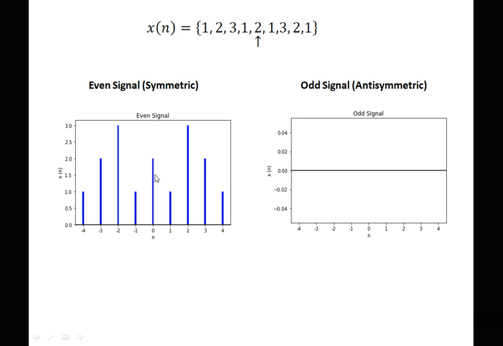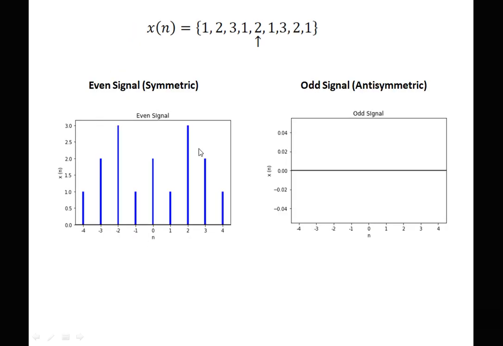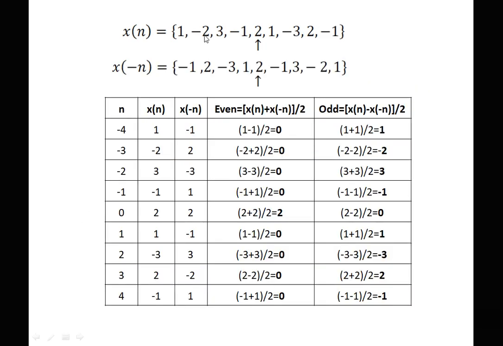Here we are getting the graph like this. This is the center value and all values around the center are symmetric in nature. Now see the next example. X of n is 1, minus 2, 3, minus 1, 2, 1, minus 3, 2, minus 1. This is the center location, that is 0. The signal again varies from minus 4 to plus 4.